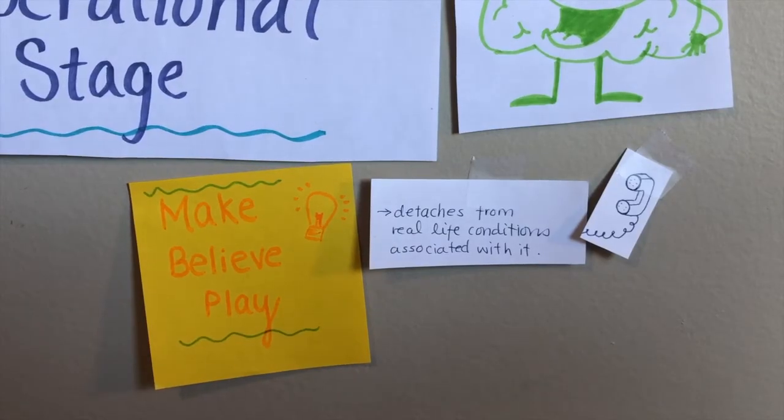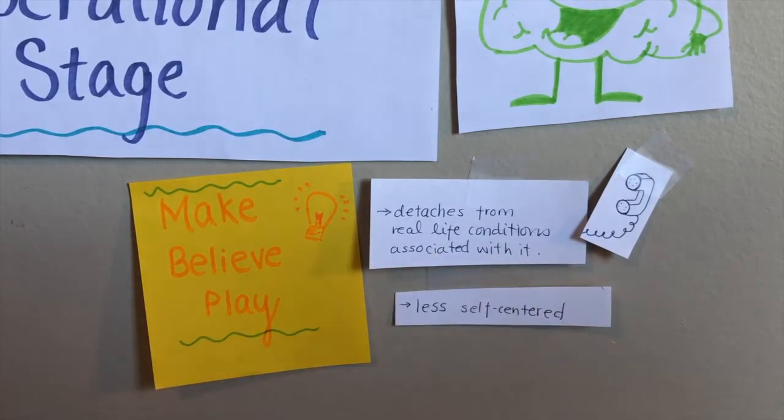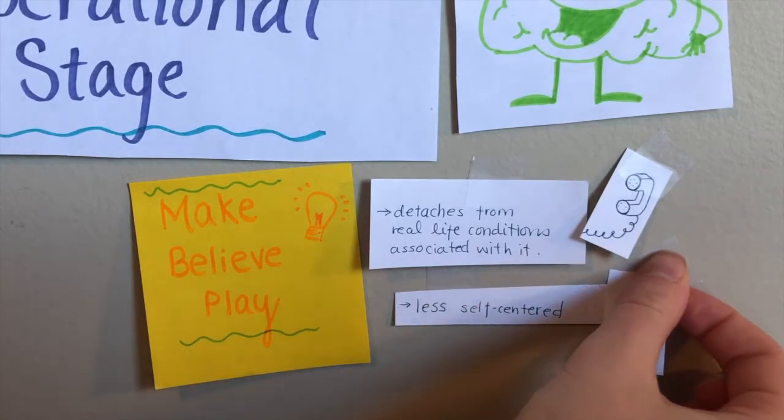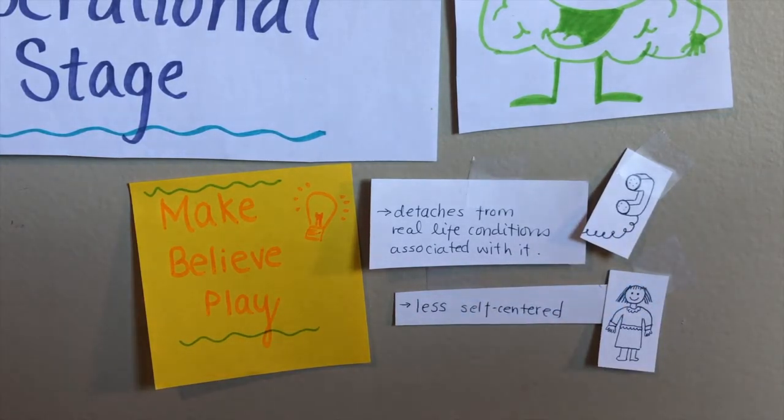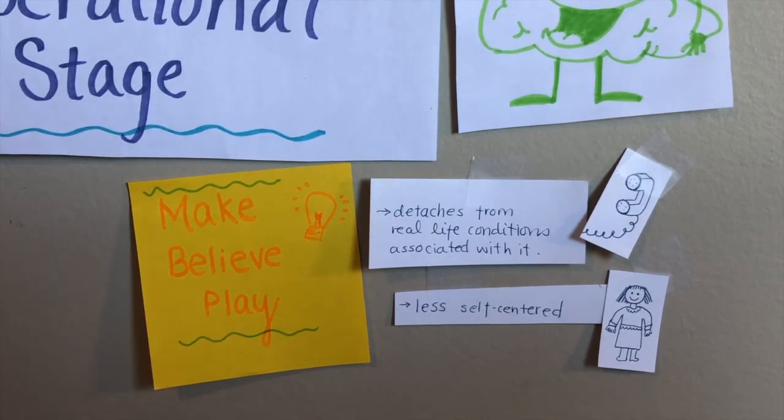Secondly, this play becomes less self-centered. At first, play is very directed to the child's self. This then transitions as children realize that agents and recipients of pretend actions can be independent of themselves. For example, being able to feed a toy doll and allowing the doll to feed itself.